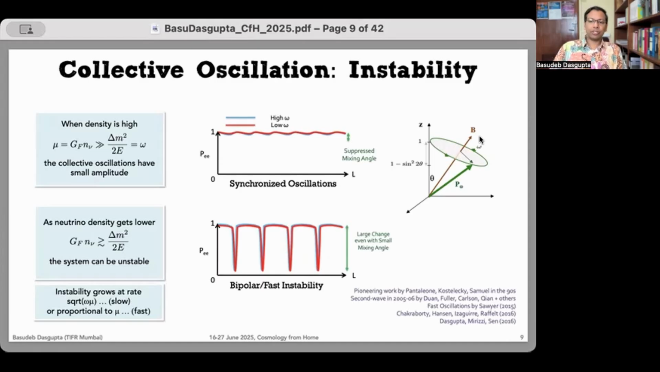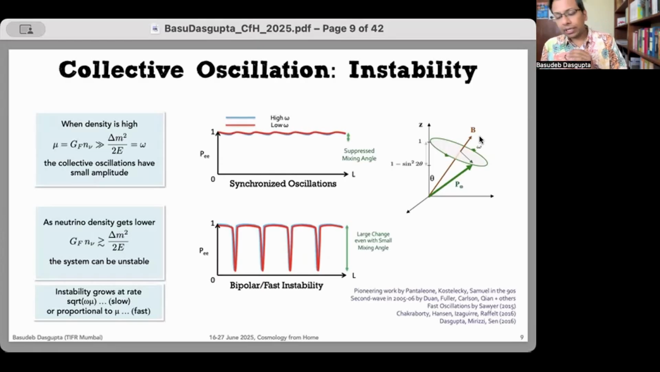And the rate at which this happens is actually much, much faster than delta m squared by twice E, which is the normal oscillation frequency of neutrinos in vacuum. And this is because the neutrino refractive index, this third term that I just showed you in the Hamiltonian, provides a way for neutrinos to oscillate much faster, even when the mixing angles are small, because it is driven by an instability.